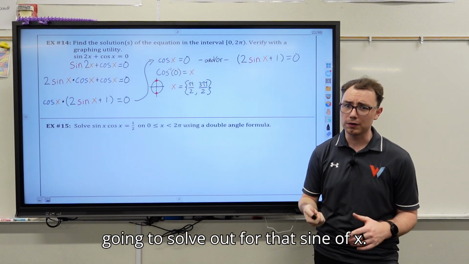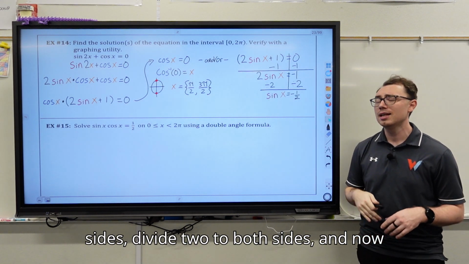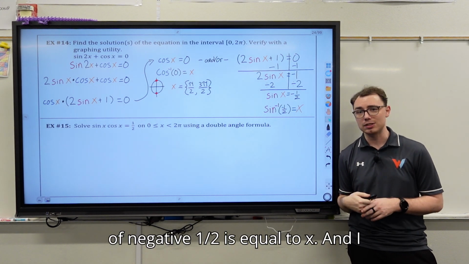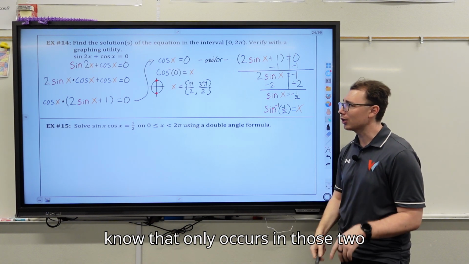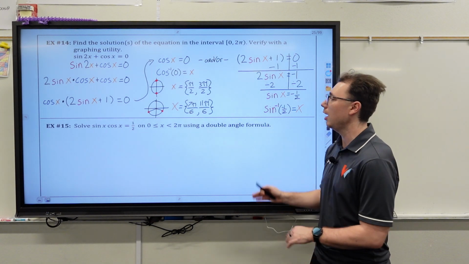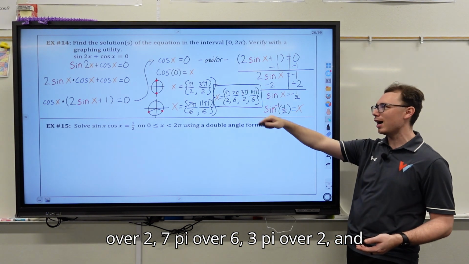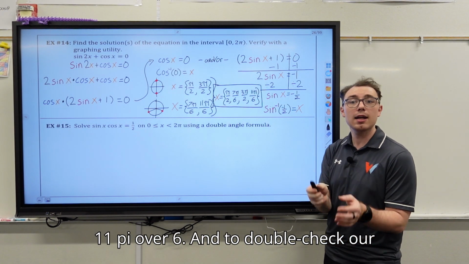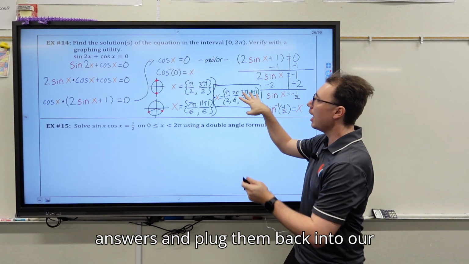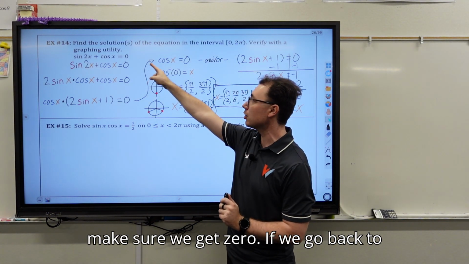Same thing here for 2 sine of x plus 1 is equal to 0. We're just going to solve for sine of x. We subtract 1 from both sides, divide by 2 on both sides, and now we're left with inverse sine of negative 1/2 is equal to x. I know that only occurs in those two locations. So now we're given these four answers: pi over 2, 7 pi over 6, 3 pi over 2, and 11 pi over 6. To double check our answers, we can plug these four answers back into our equation and make sure we get 0.